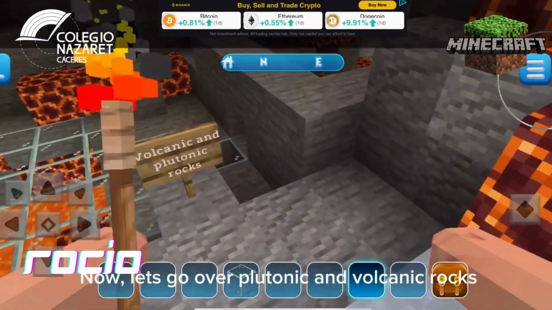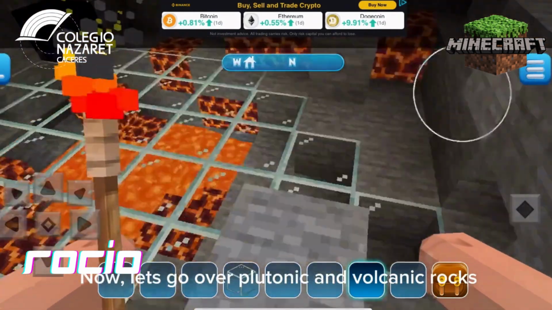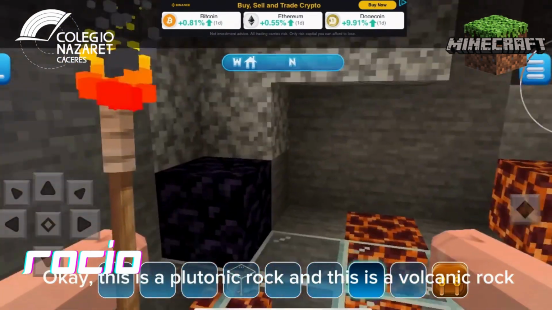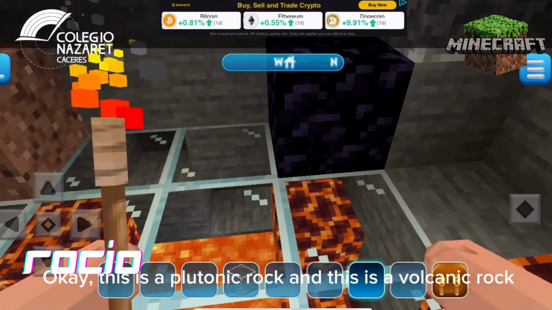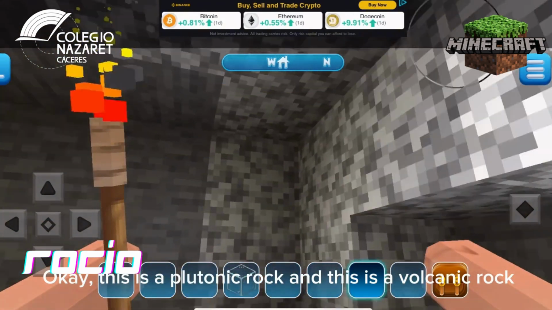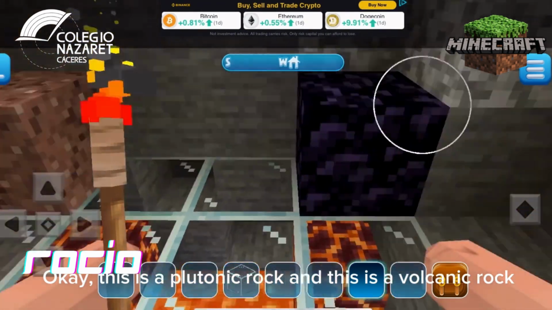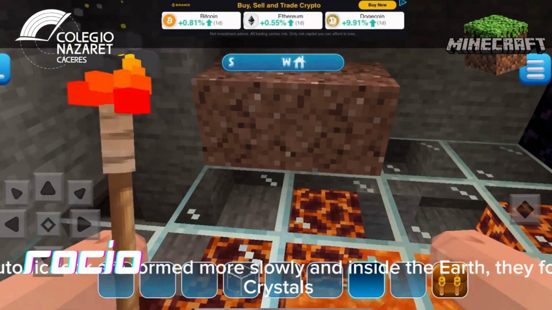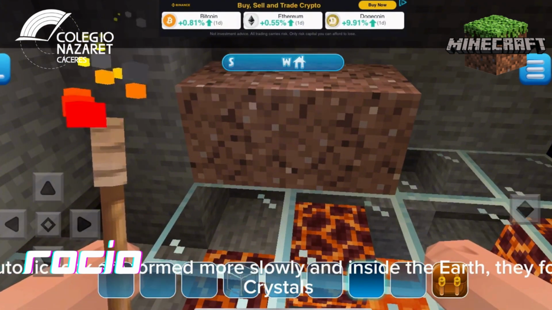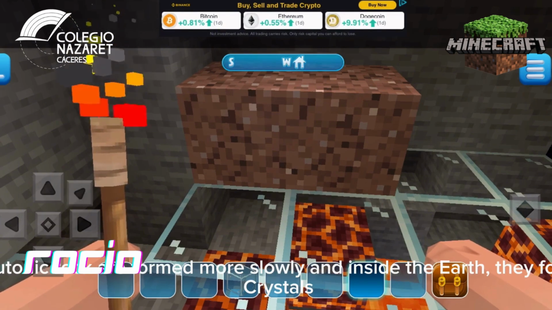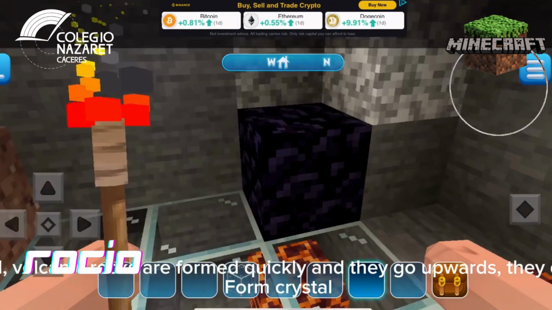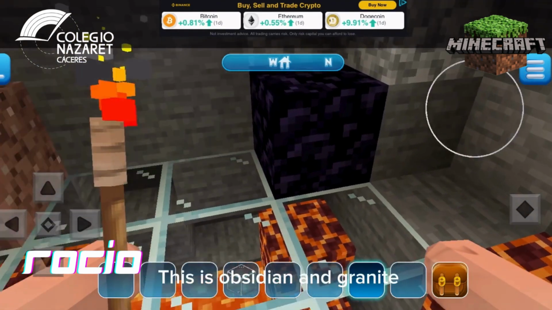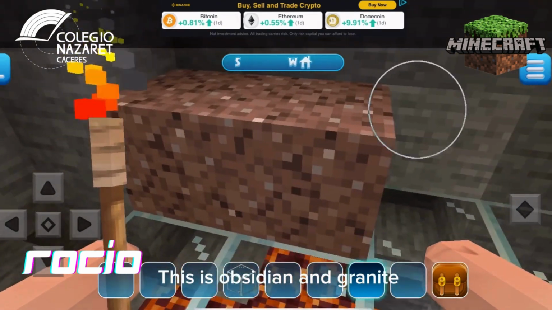Now let's go over volcanic and plutonic. Okay. This is a plutonic rock and this is a volcanic rock. Plutonic rocks are formed more slowly and inside the earth. They form crystals. And volcanic rocks are formed quickly and they don't form crystals. This is obsidian and this is granite.